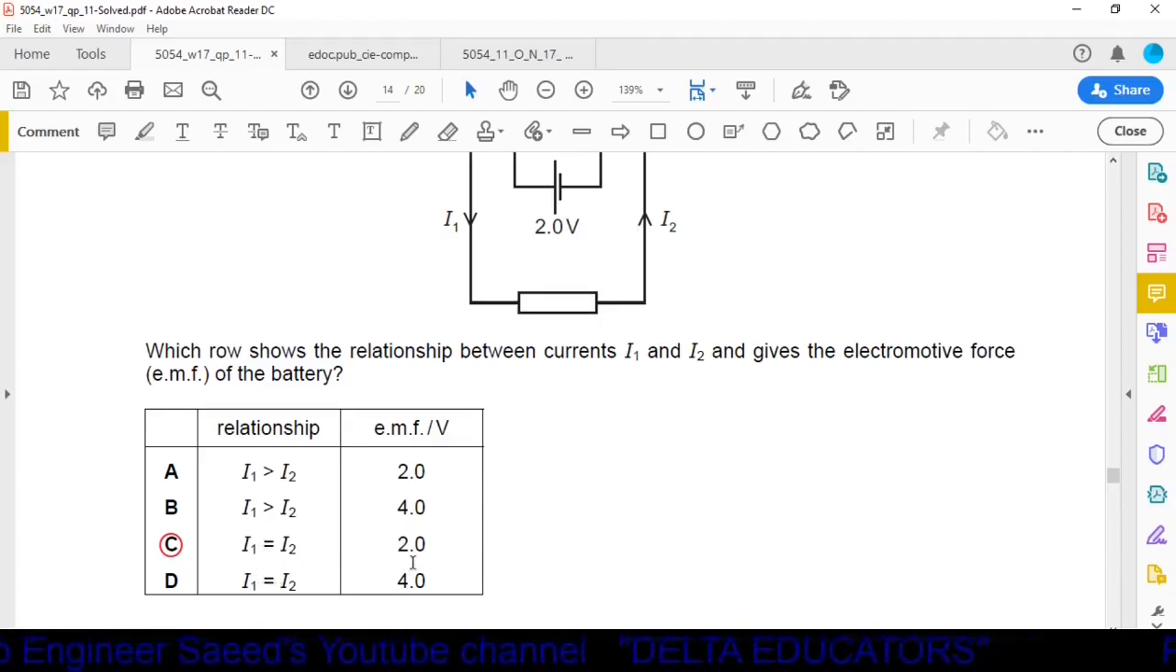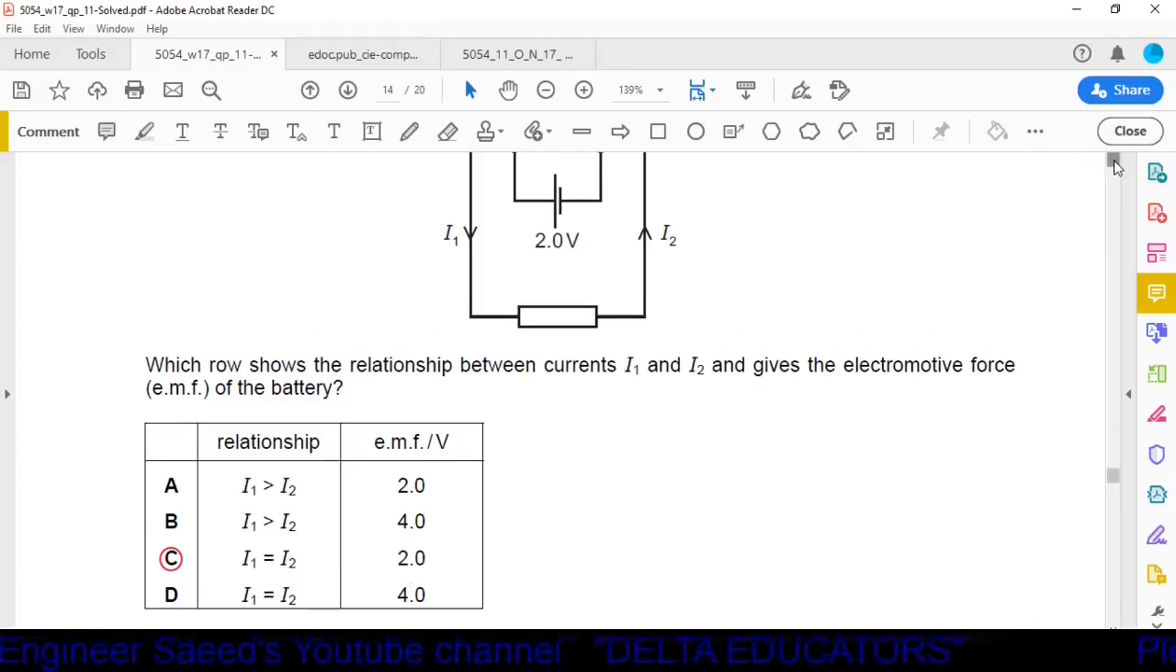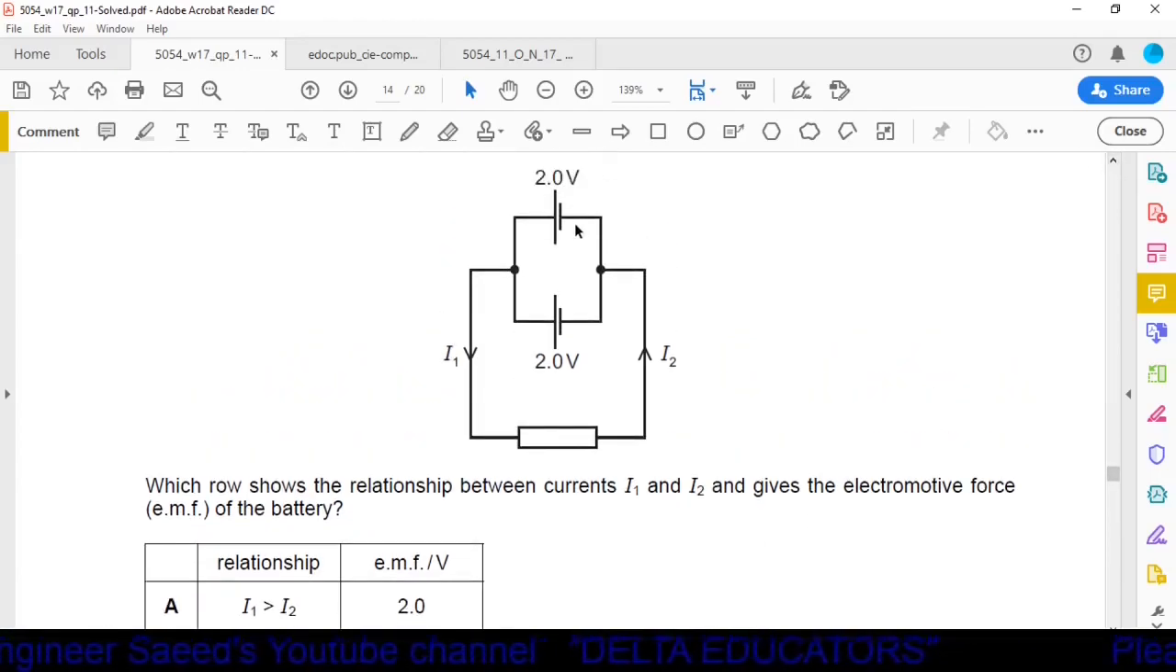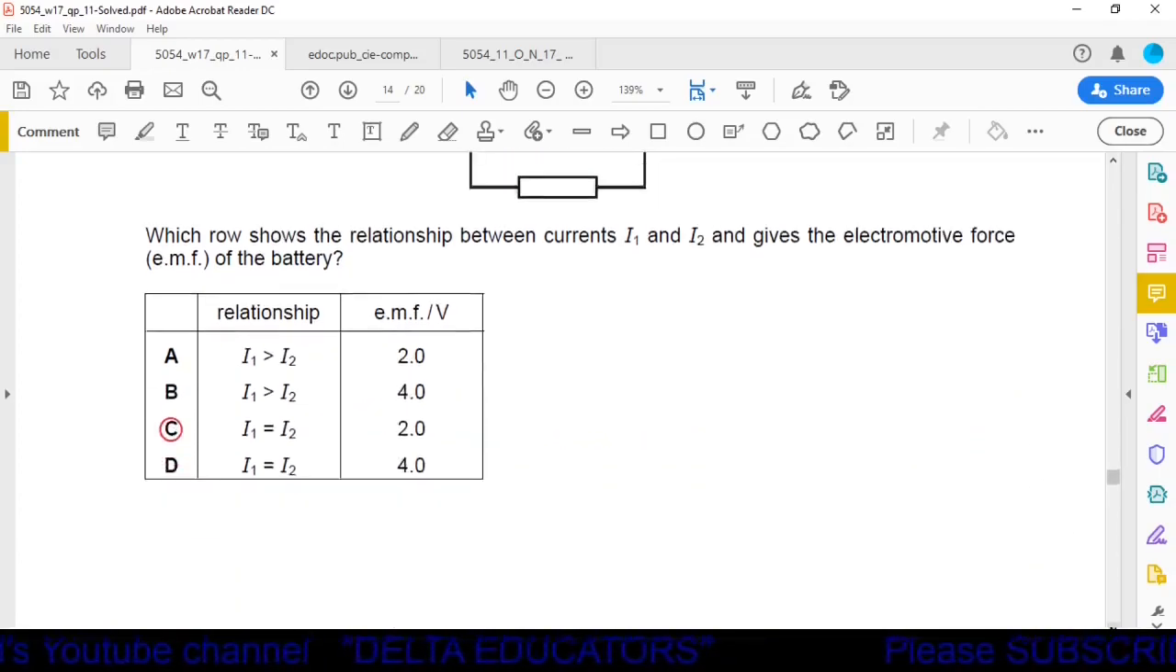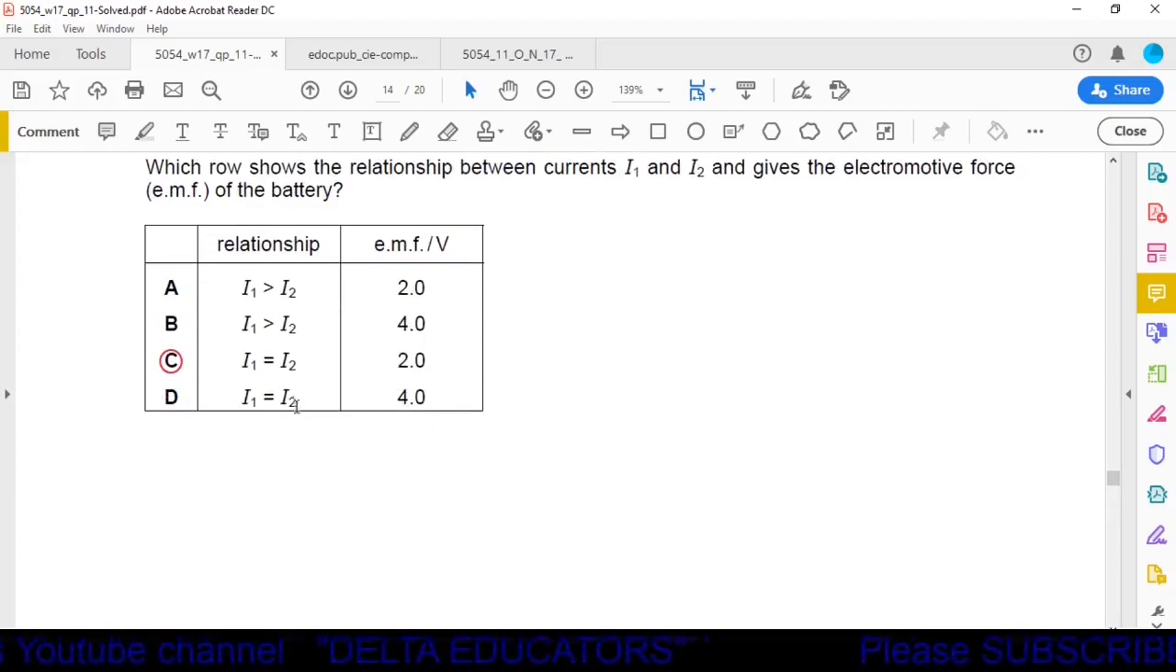Now we have to check about the EMF. Here we are looking that two cells are connected in parallel. When the cells are connected in parallel, EMF will remain same. So EMF will be equal to 2 volt. If these cells are connected in series, then the voltage or the EMF will be summed up. But here it is connected in parallel, so it will remain same. So we can say EMF will be 2 volt and current I1 will be equal to I2, and it is given in option C. So option C is the correct one.